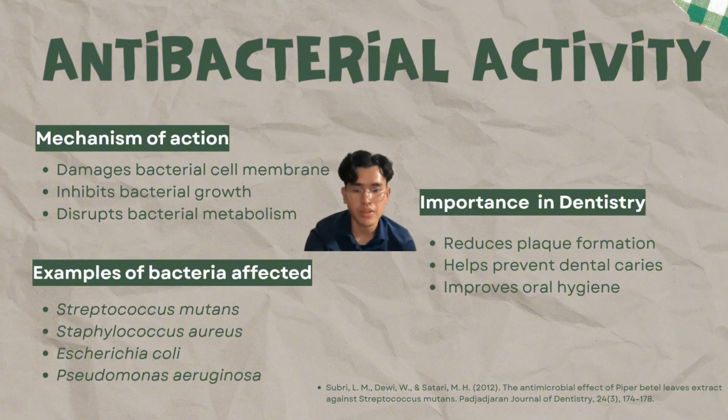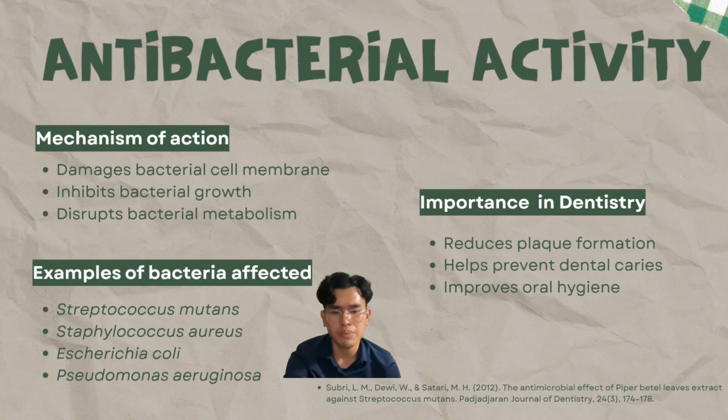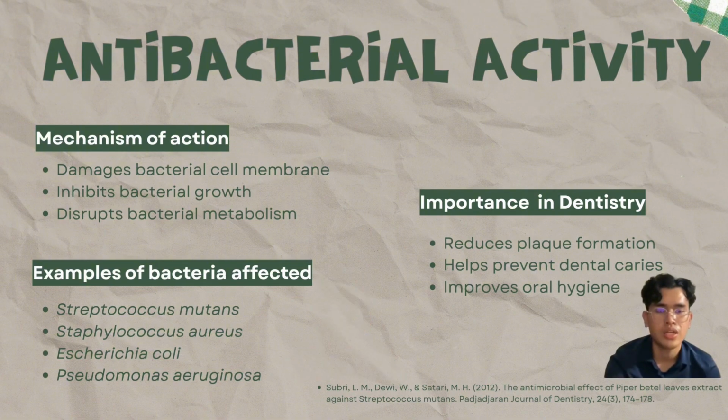Third, betel leaf extract can disrupt bacterial metabolism, interfering with the important cellular processes needed for bacterial survival. Several bacteria have been shown to be sensitive to betel leaf extract. This includes Streptococcus mutans, Staphylococcus aureus, E. coli, and Pseudomonas aeruginosa.